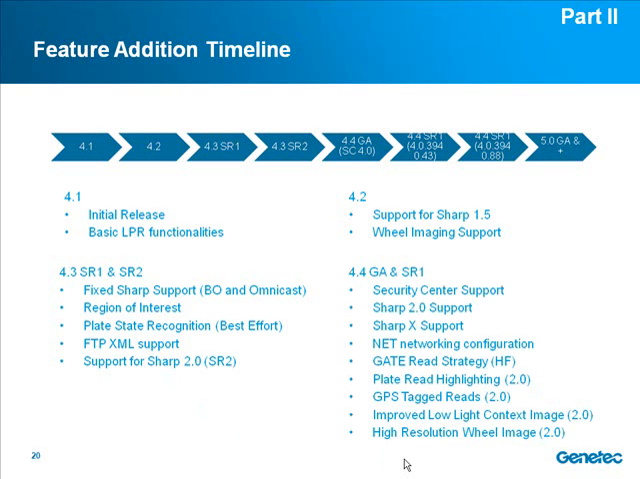As of 4.4, we started supporting integration with Security Center, and supported the Sharp XGA 2.0 and Sharp X camera systems. In this version, we're able to configure the IP address within the software, so we don't need to set it up through Windows. We also introduced the gate read strategy, which we'll see more of in a minute, and made some improvements on the context and wheel image with the Sharp 2.0.